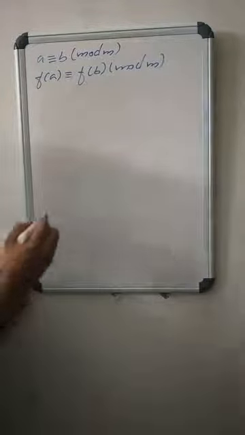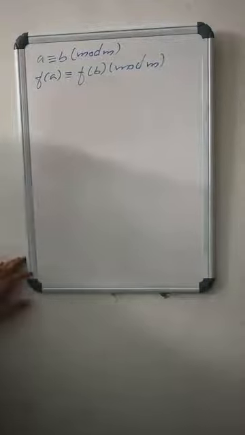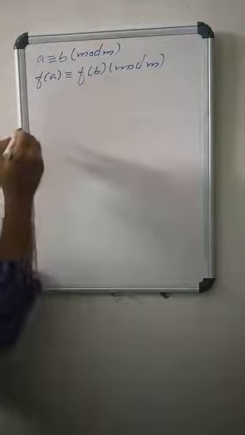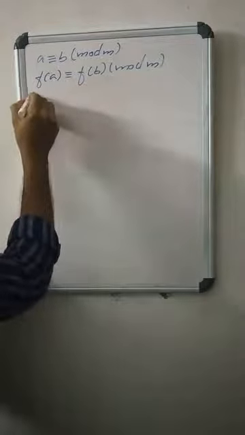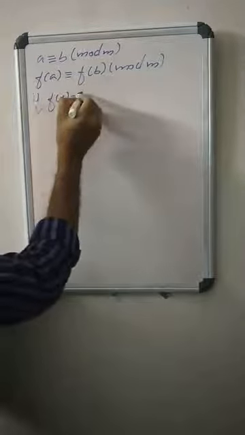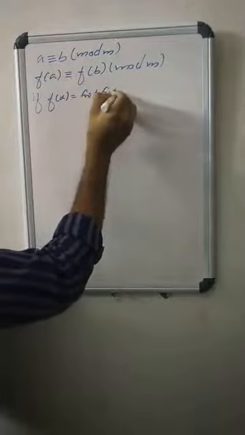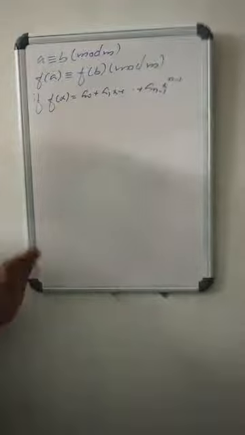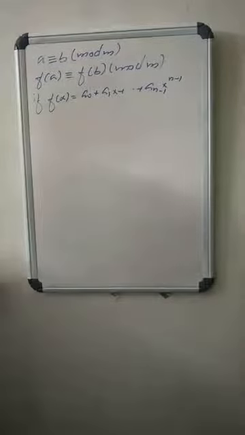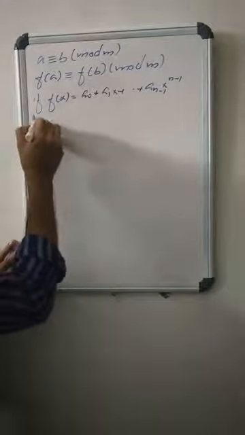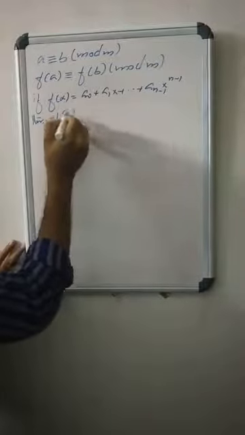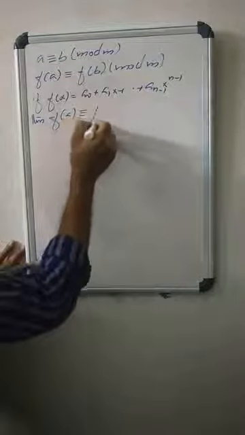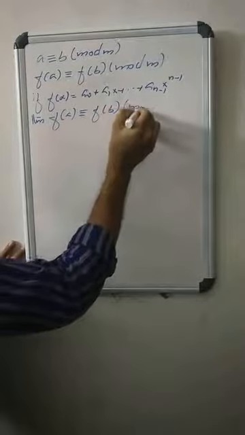Now by induction, suppose the result is true for every polynomial f having degree n minus 1. That is, if f(x) equals a0 plus a1x plus etc. plus a(n-1) x to the power n minus 1, then by the induction hypothesis, we can assume that f(a) is congruent to f(b) mod m.